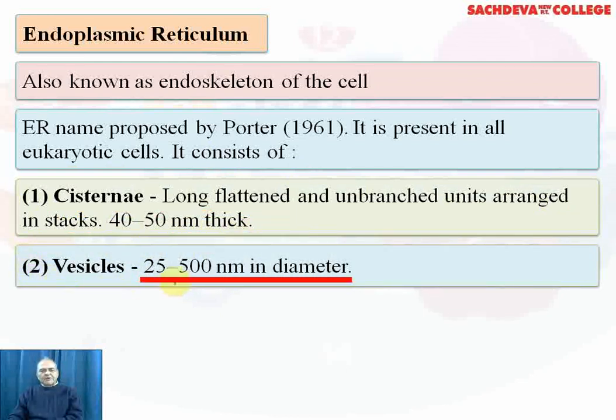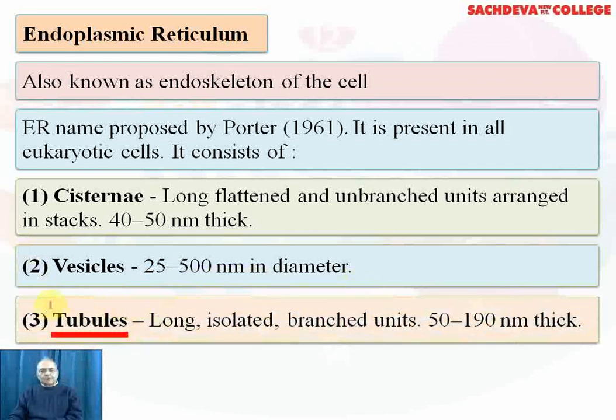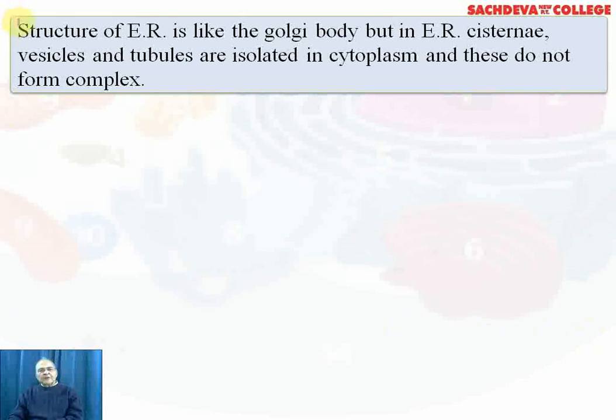Vesicles, 25 to 500 nanometers in diameter. Tubules, long, isolated, branched units, 50 to 190 nanometers thick. The structure of endoplasmic reticulum is like the Golgi body, but in endoplasmic reticulum, cisternae, vesicles and tubules are isolated in cytoplasm and these do not form a complex.